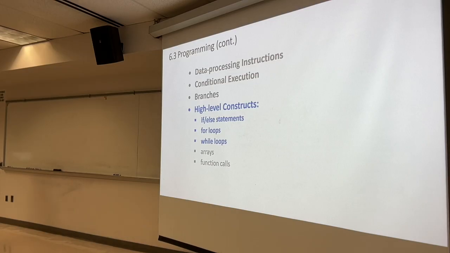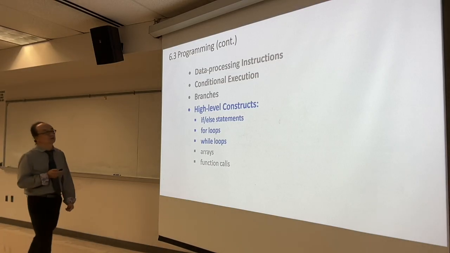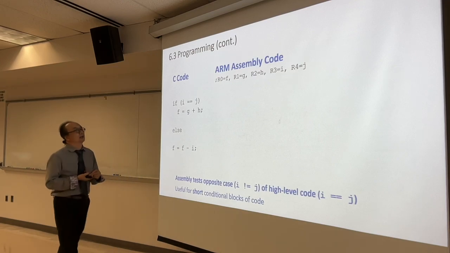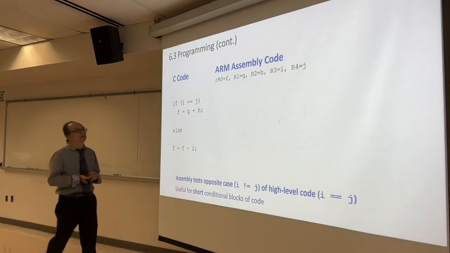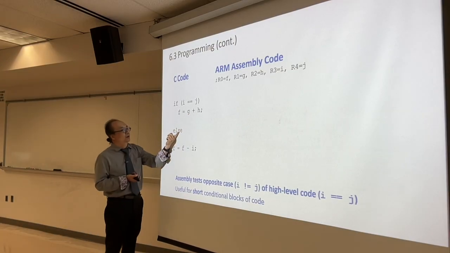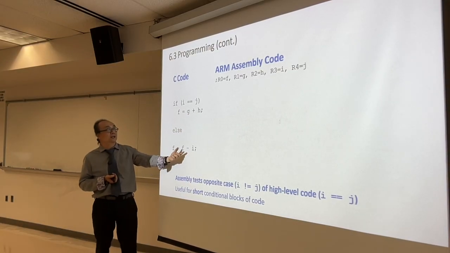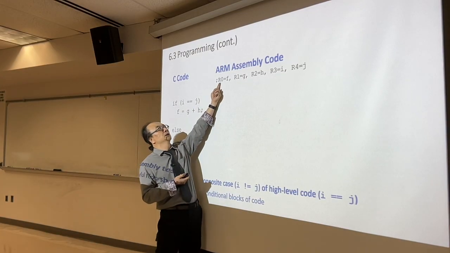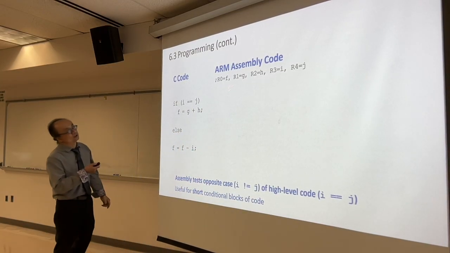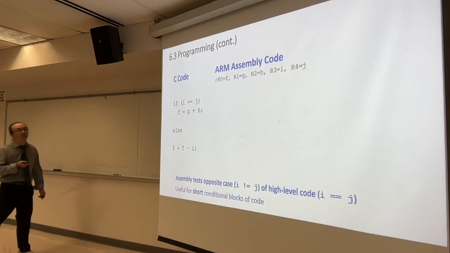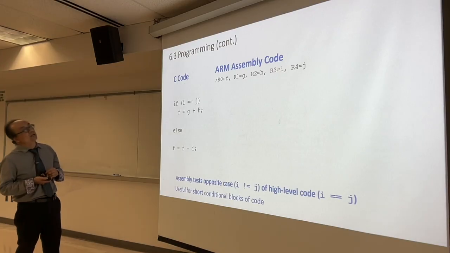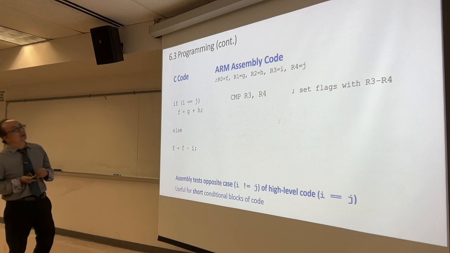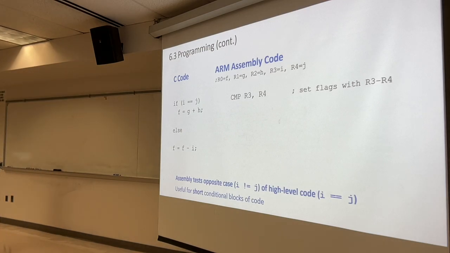So now we have if-then-else statement, for loop, while. Let's take a look at this if-then statement. Copy this down. So you are given C code. If I equals J, what we want to do, F equals G plus H. If they are not the same, F equals F minus I. And you are given R0 as F, R1 as G, R2 as H, R3 as I, R4 as J. So what do we do first? Which instruction do we need to do first? CMP. And I is what? R3, J is R4, so CMP R3, R4.